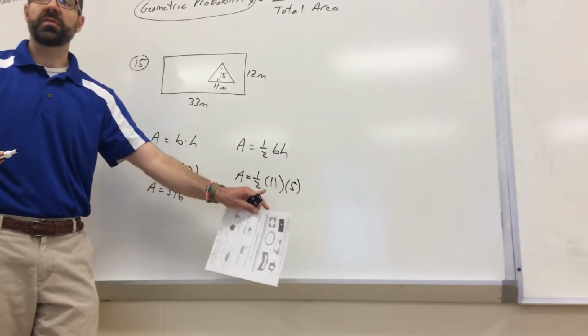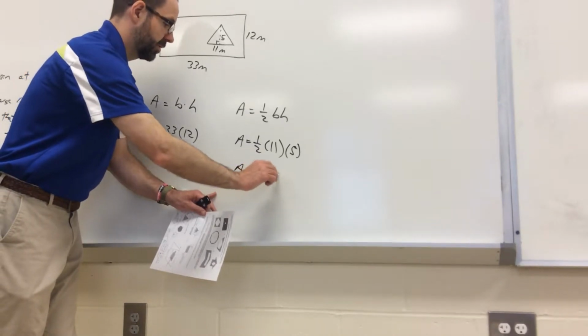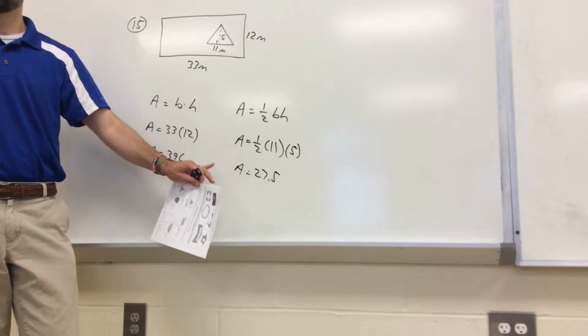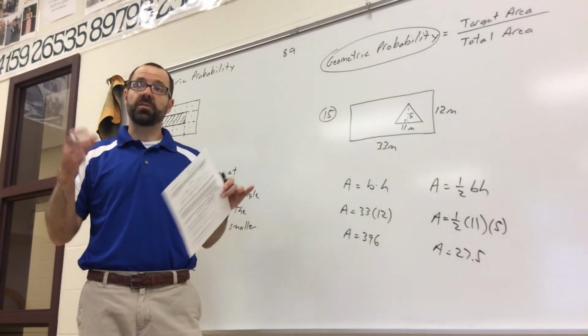So 5 times 11 is 55, times 1/2 is 27.5. All right, good. So we're on our way. We found the area of the triangle. We found the area of the rectangle.